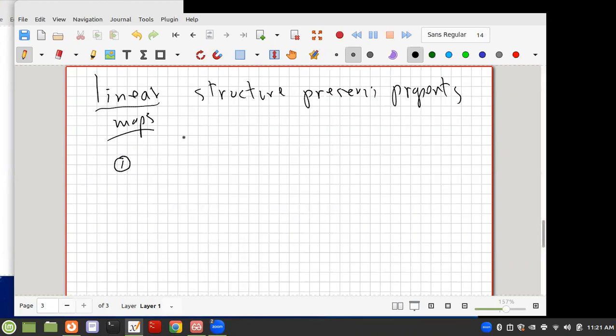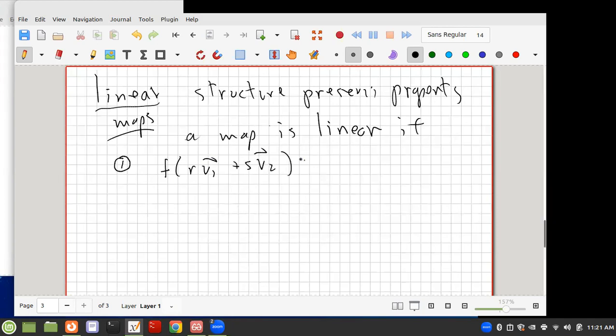One is, these are definitions. A map is linear if this property holds: f of (r v1 plus s v2) equals r f of v1 plus s f of v2. So you can sort of see that f moves past the sum and the multiplication.